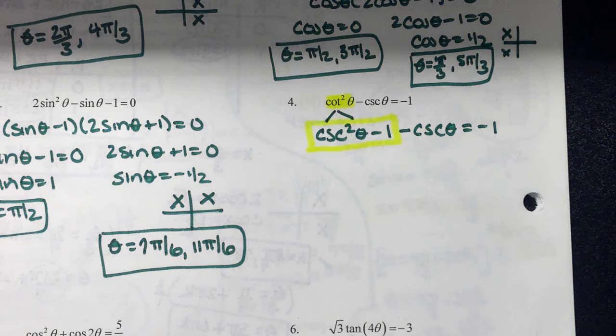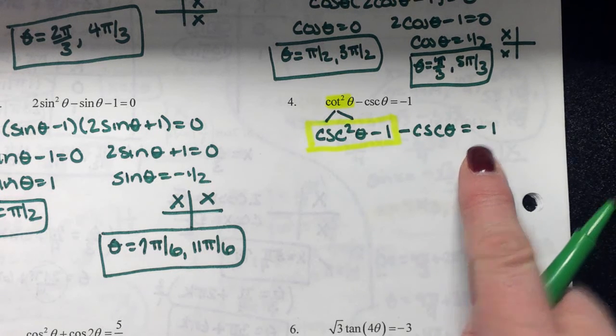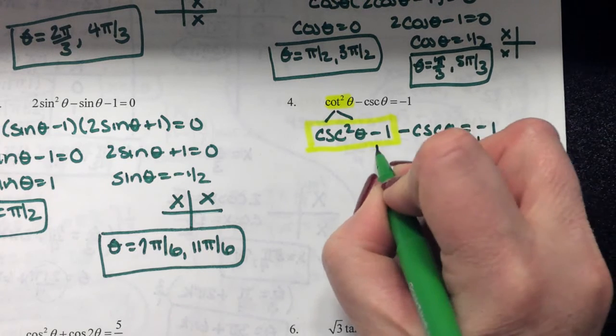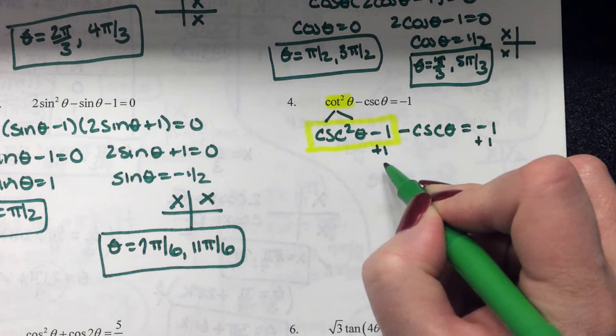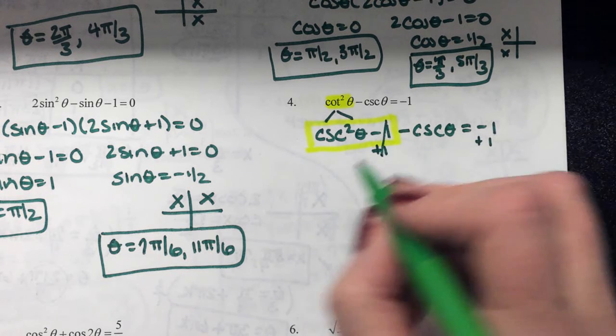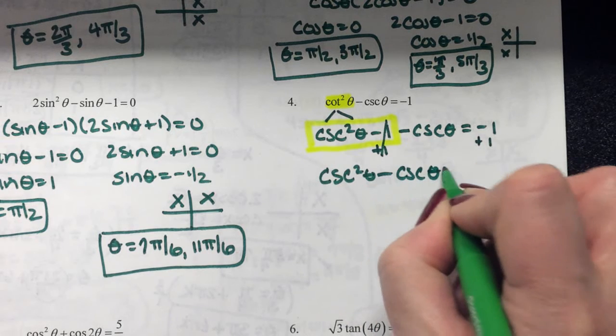So now what kind of equation is this? Is this a linear or a quadratic? Quadratic. So what do we want to have on one side of the equation? We want to have a 0. So I'm going to add 1 to both sides. Well, what happens when I combine my like terms of a negative 1 plus 1? That's going to go to 0. So I'm left with cosecant squared theta minus cosecant theta equals 0.